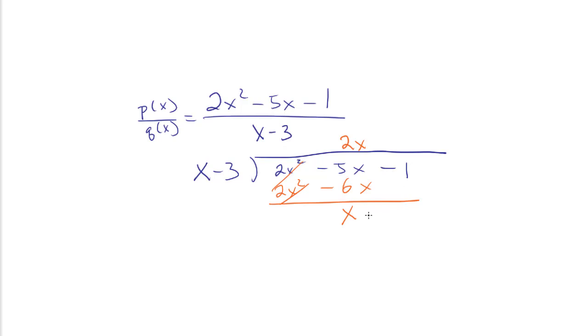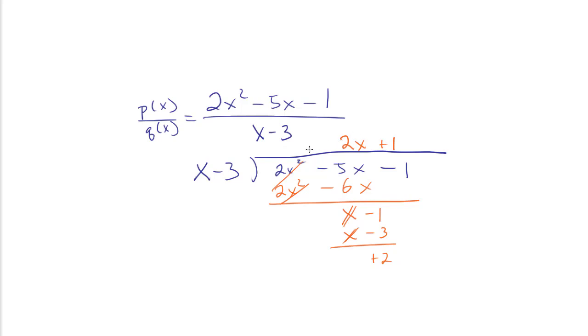And then minus 1 minus 0 is minus 1. Okay, what can I multiply now? What number times x can I multiply to match up to my x? Well, that's just going to be plus 1. So 1 times x is x. 1 times negative 3 is negative 3. And again, I'm going to subtract that second row from the first. So x minus x is nothing, 0. Minus 1 minus minus 3 becomes plus 2.